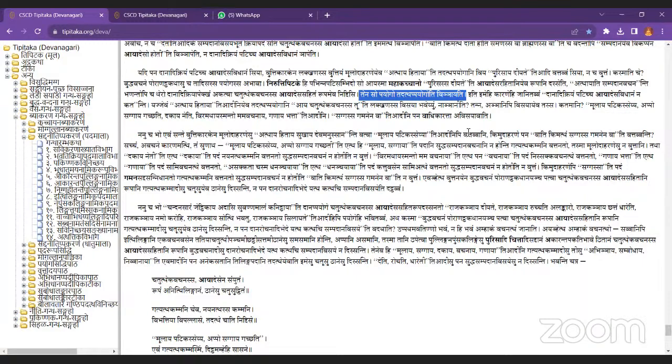okay, and then iti imehi karanehi janitabbang. So that means now we discuss many things. Iti imehi karanehi janitabbang means that this aya application to the phrases should be understood by means of the following information. Iti imehi karanehi janitabbang.